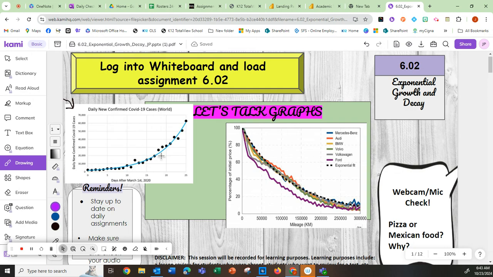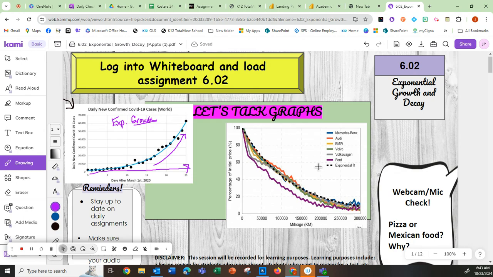If you know you're sick, don't go around people. So this particular graph about daily confirmed COVID-19 cases is an example of exponential growth. So this is an example of exponential growth. And you're going to get so good at looking at these. As you look at the graph from left to right, you're seeing that it's increasing. So that's another way that you know that is growth.